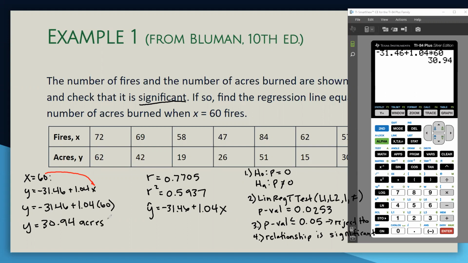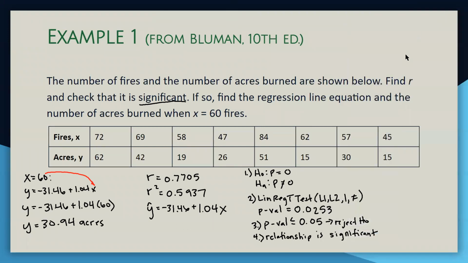And I am going to attach units to that. And if I had room, I would write a solution sentence. I would say, based on our model, we expect that when 60 fires have occurred, that 30.94 acres will be burned.